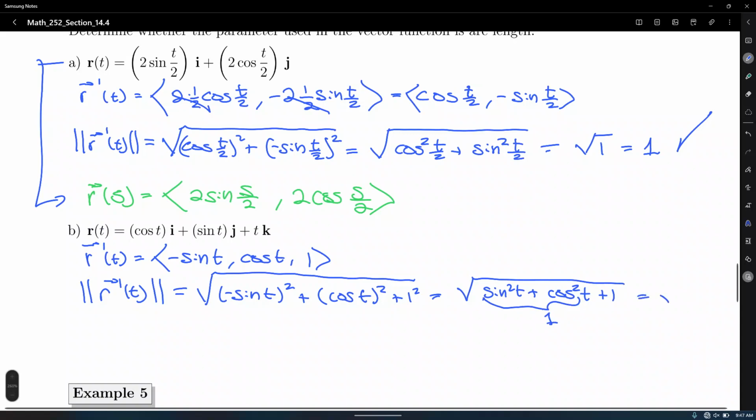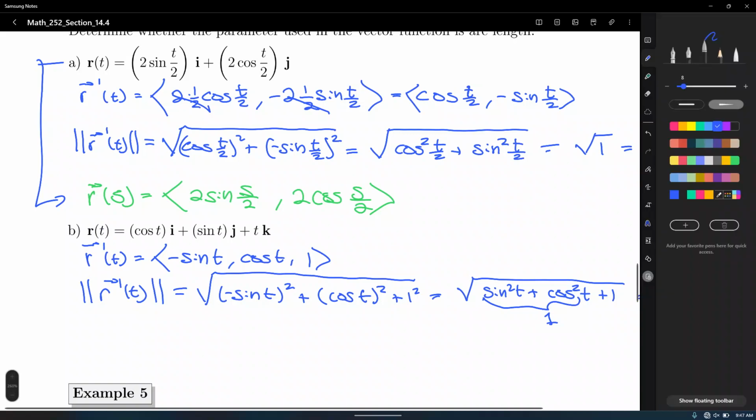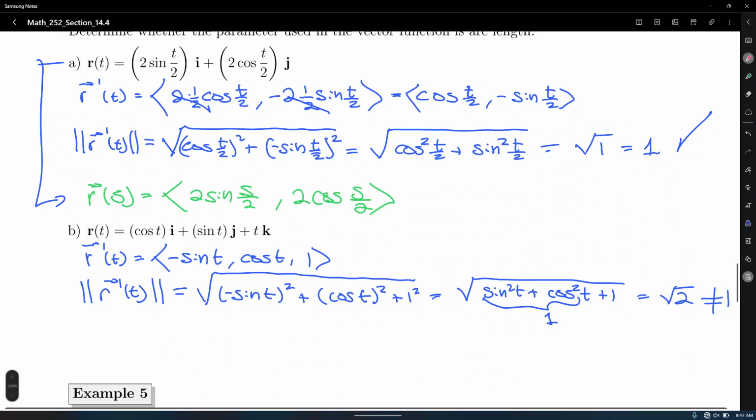1 plus 1, isn't that equal to 2? That's the square root of 2. Oh, the magnitude of the derivative of this vector valued function is not equal to 1. So in this case, this is not the arc length parameter.